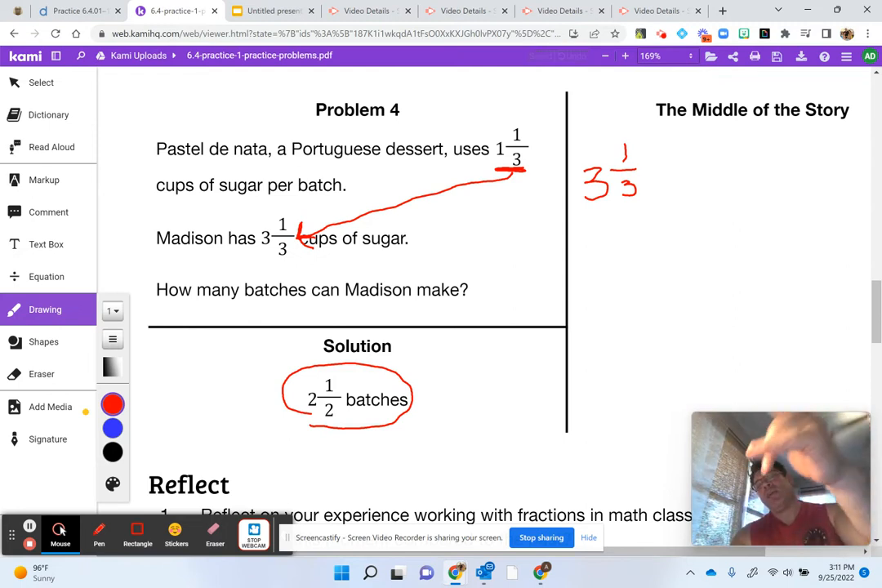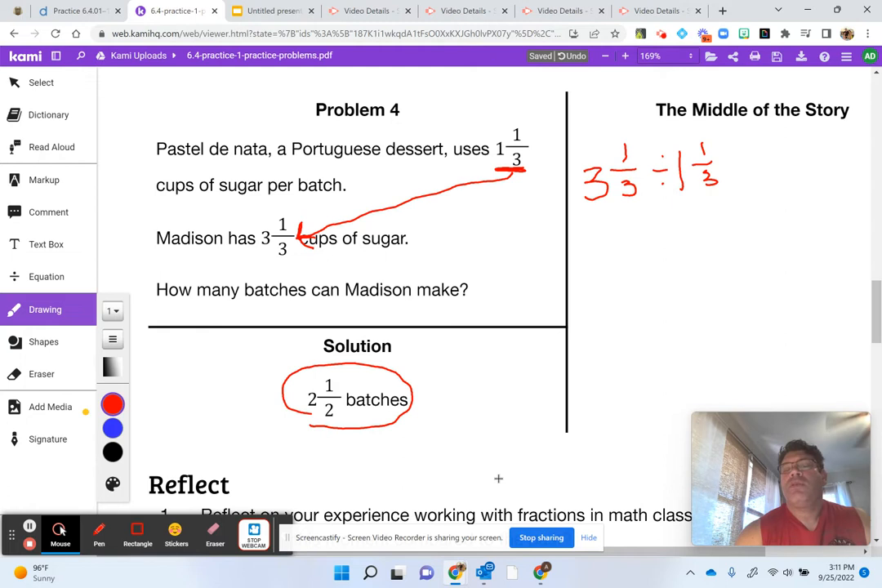And we're trying to see how many 1 1/3s, how many times does this recipe fit into that 3 1/3 sugar that we have? So we're taking that 3 1/3 sugar and we're dividing it by 1 1/3. And using tools and skills that we showed you previously and that we developed over this unit, we know that 3 1/3 is the same as having 10 thirds. And we also know that 1 1/3 is the same as having 4 thirds.